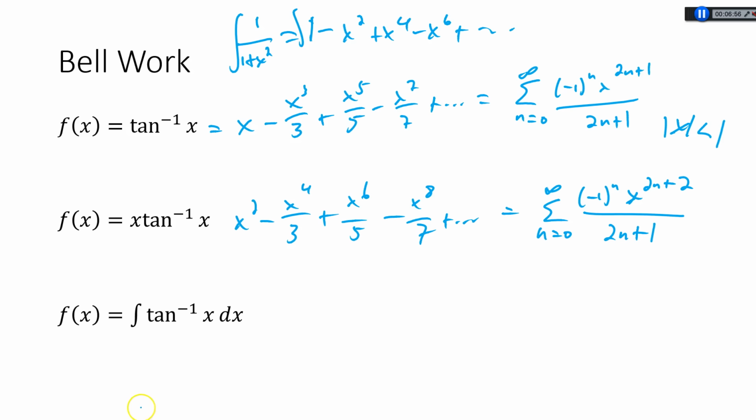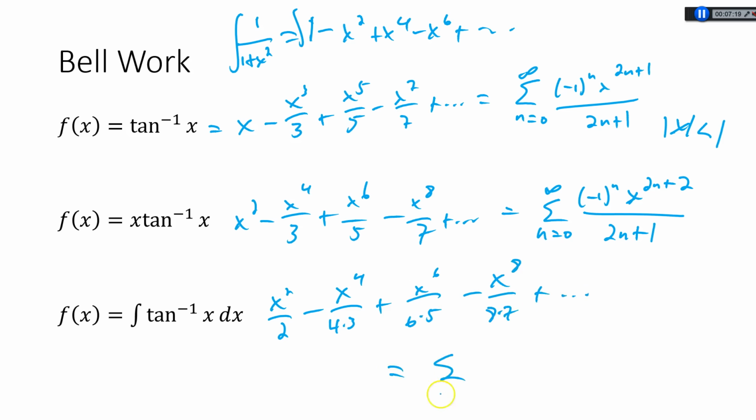Now the antiderivative of tan inverse, so I have to look at this one up here, and I just antiderive it. So we're going to antiderive this side, so we'd have x squared over 2, minus x to the 4th over 4 times 3, plus x to the 6th over 6 times 5, minus x to the 8th over 8 times 7. Now, the general term for this one might be a little weird. Let's see here. So we sum from n equals, start at 0 again, to infinity. This time we need all the even exponents.